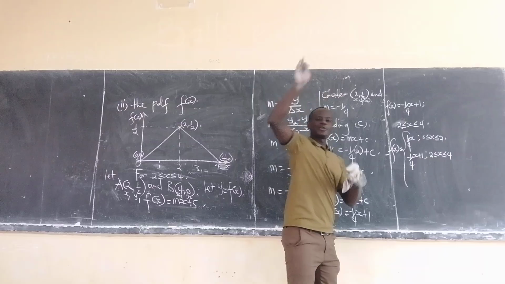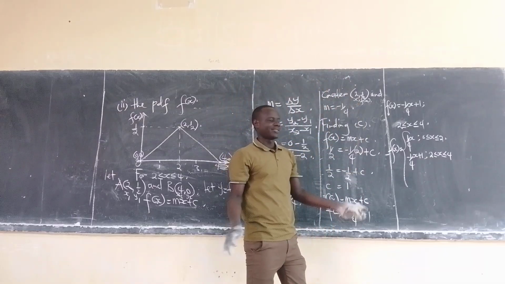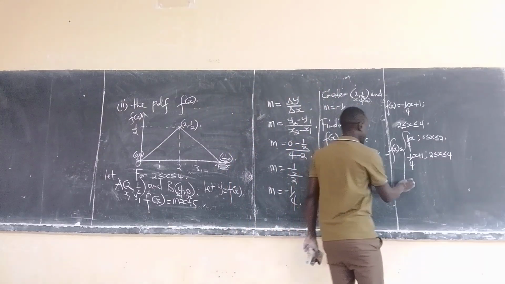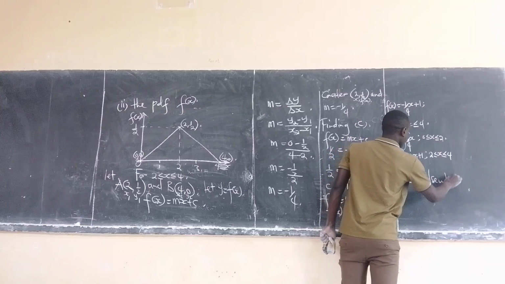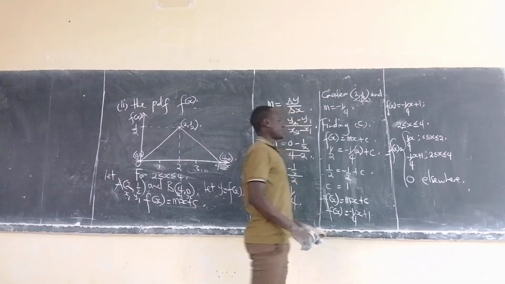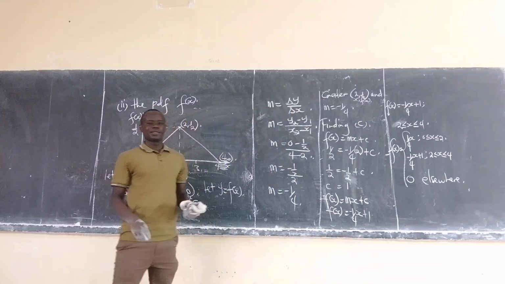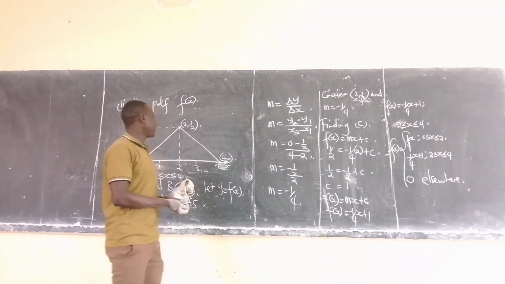Now for all other values of x, we call it 0 otherwise, or 0 elsewhere, and that is the PDF.